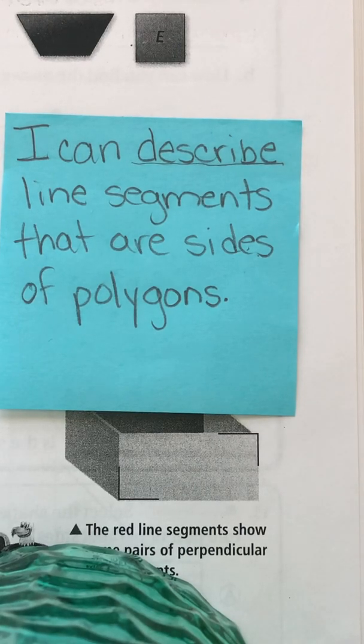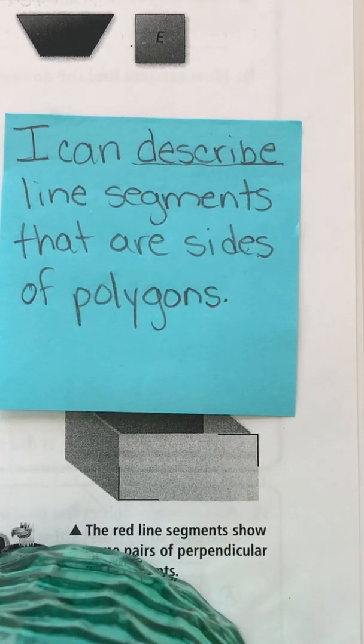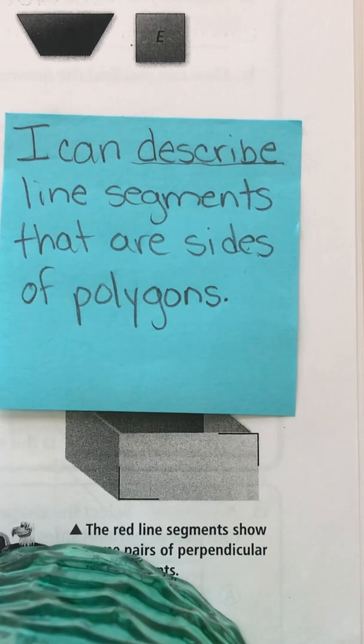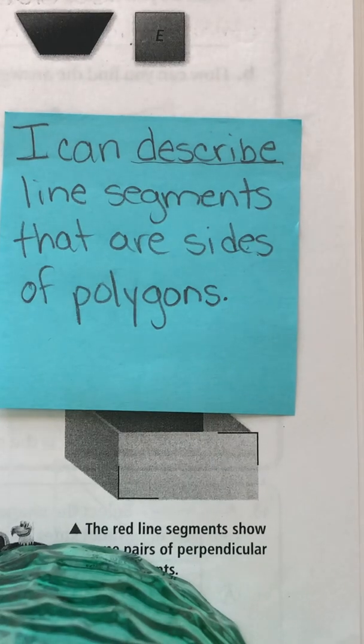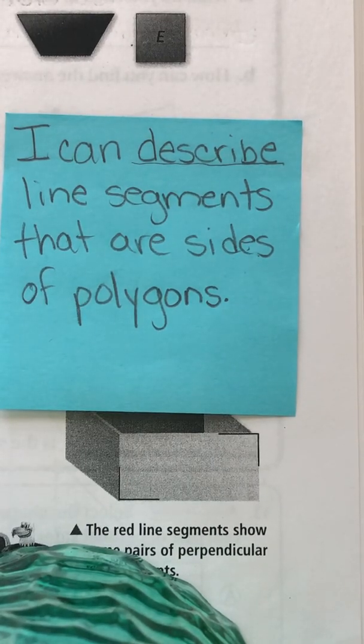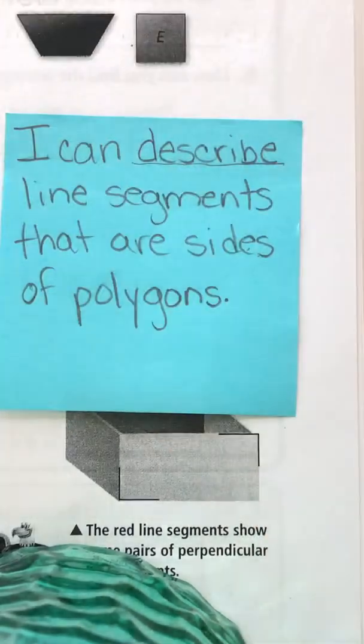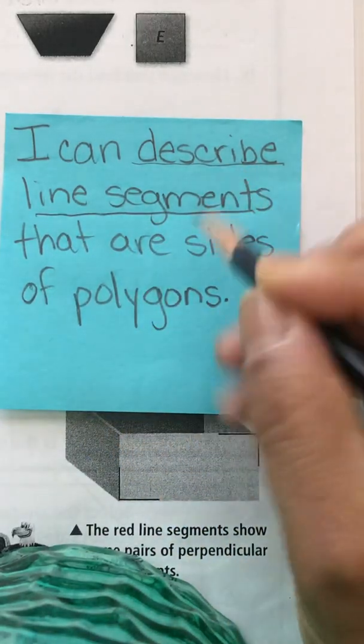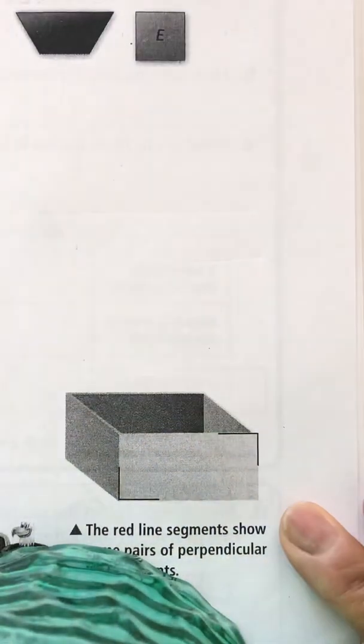So let's go over the learning target again for what we're learning in this lesson. It says, I can describe line segments that are sides of polygons. So you've heard me say, look at all the sides around the polygon, or sometimes I might say, look at all the line segments, because line segments meet at a vertex, meet at a point, and when all of those line segments meet at a point and create a shape that is a polygon, then we know they are now called sides. So line segments and sides, boys and girls, mean the same thing, okay? So that's what we're going to continue to do today.